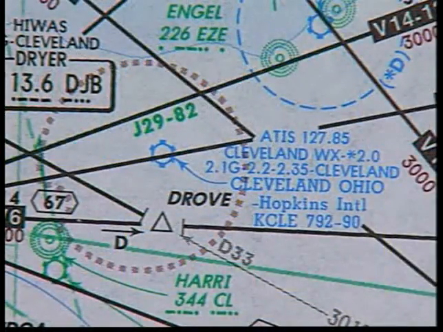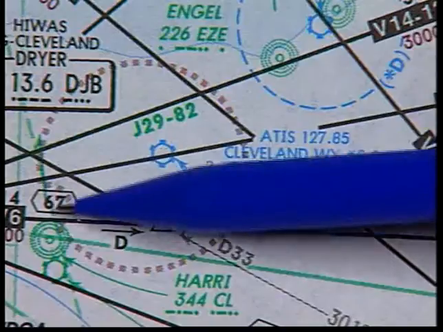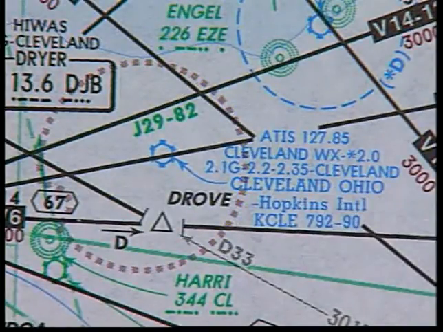Surface areas of controlled airspace where special VFR is not permitted are depicted with small magenta dots, such as here at Cleveland Hopkins International Airport.